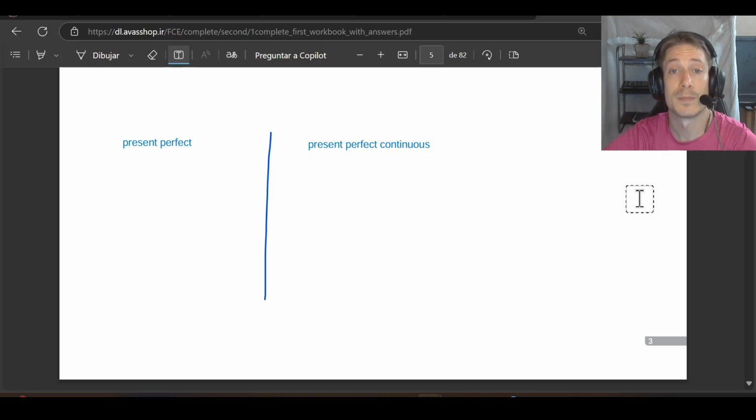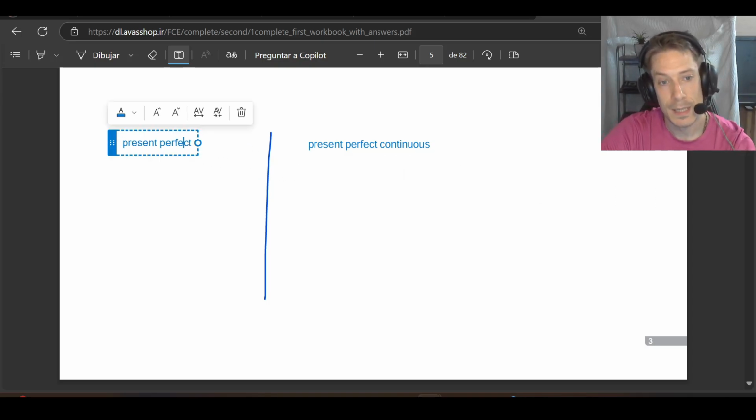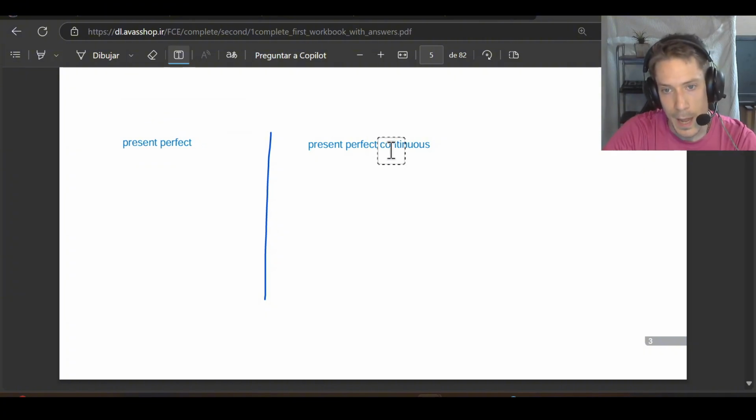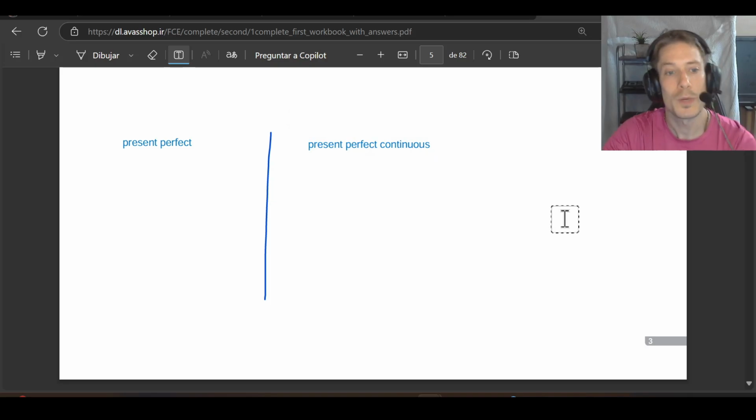These two time tenses belong to a B level, could be B1, B2, but they belong to this major level. Basically this time tense can also be found as present perfect simple, but I want to call it present perfect. And this is present perfect continuous. What's the difference between these two?